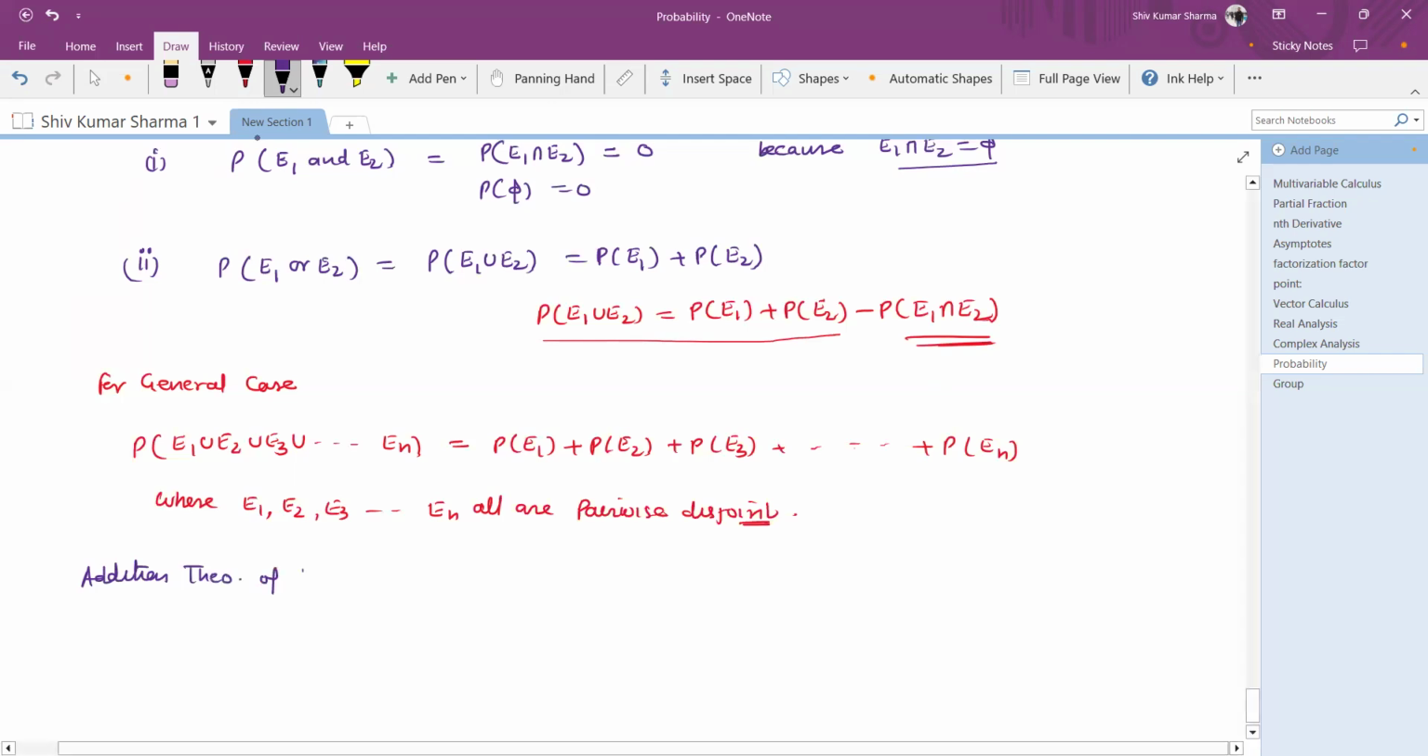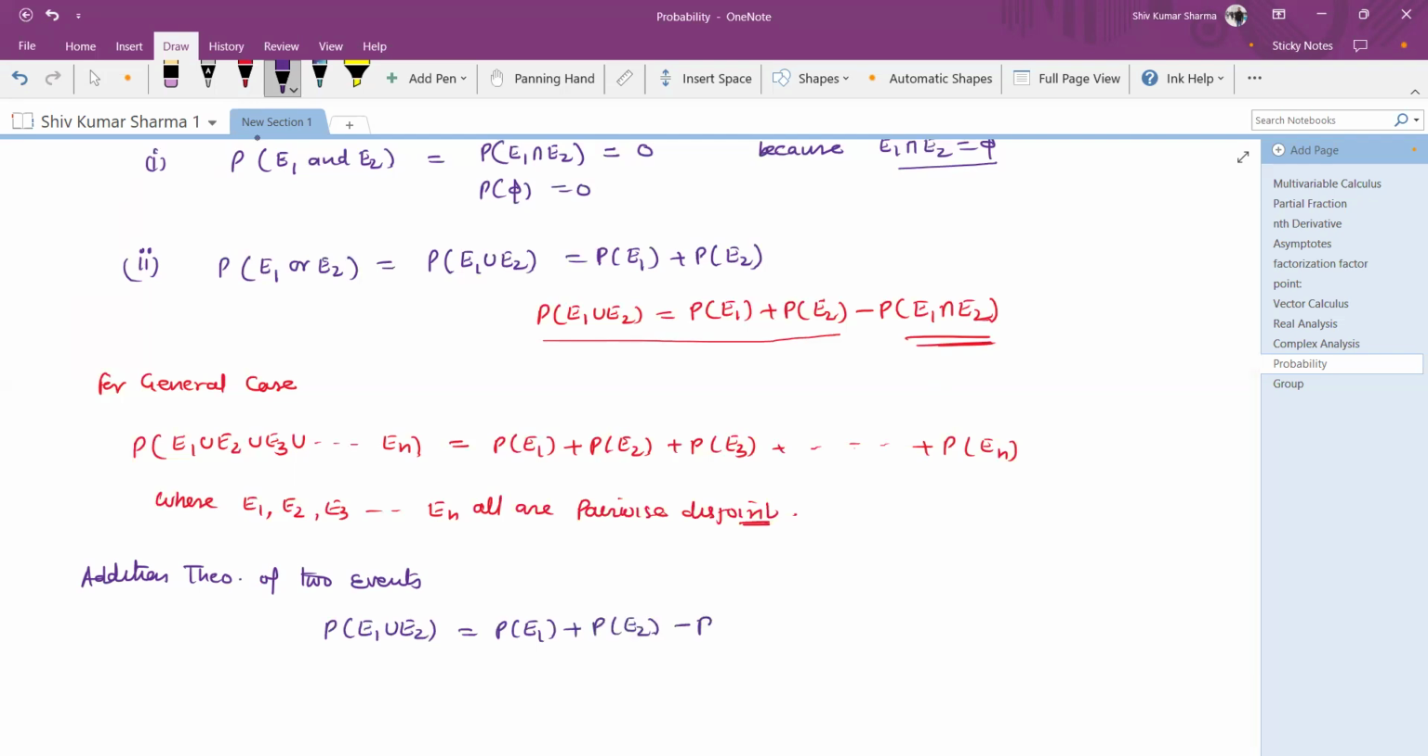So pairwise disjoint, we have to remember the addition theorem for two events. So P(E1 union E2), we have already written above. So we write P(E1) plus P(E2) minus P(E1 intersection E2).